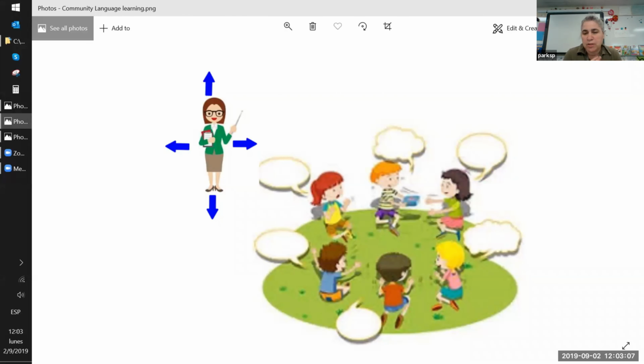Eventually, somebody in the circle is going to want to say something. They're going to say, I like pineapples. So the teacher goes around behind that student and like over their shoulder and teaches them how to say, I like pineapples. I like pineapples. And the student will repeat it as many times as he needs until he feels like he's got it.